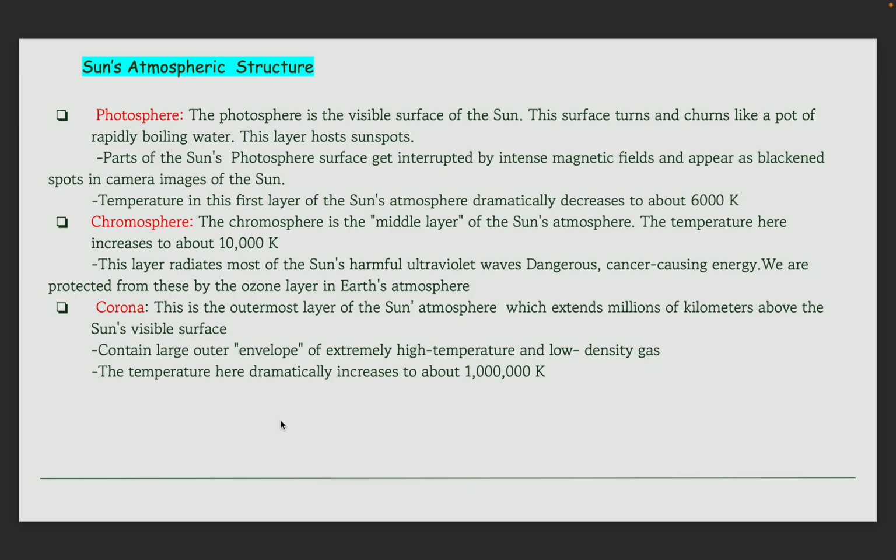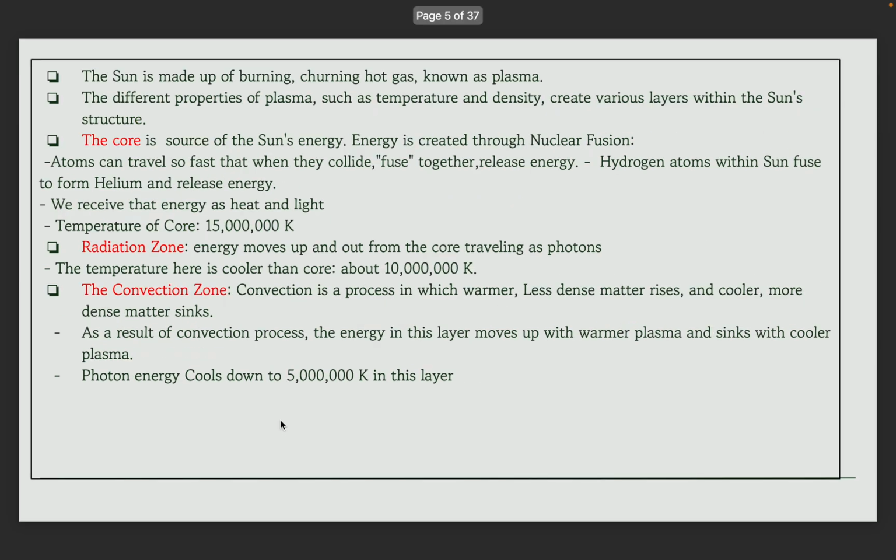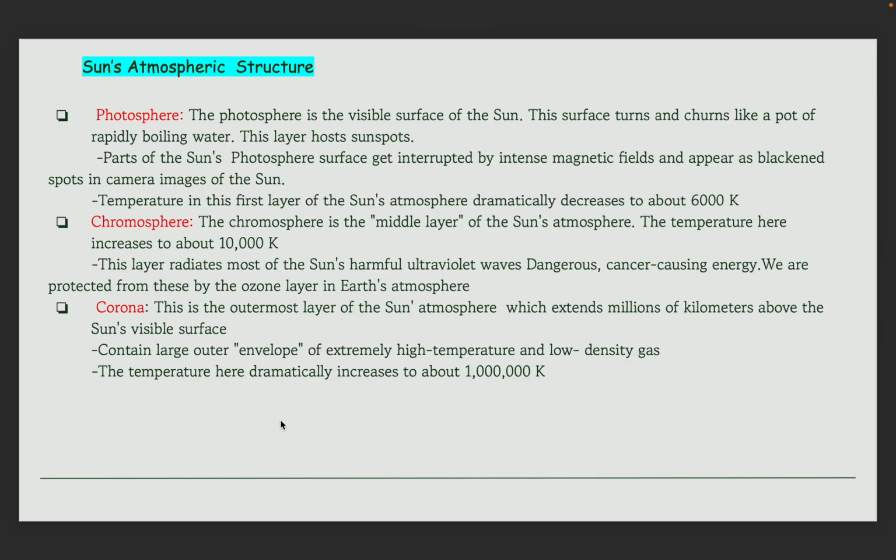This layer has sunspots. Parts of the Sun's photosphere surface get interrupted due to intense magnetic fields and appear as blackened spots when we take an image of the Sun with a camera. The temperature in the first layer of the Sun's atmosphere dramatically decreases to about 6000 Kelvin. So, in the convection zone, the temperature was 10 into 10 to the power 6 Kelvin, and in the photosphere, the temperature becomes just 6000 Kelvin.